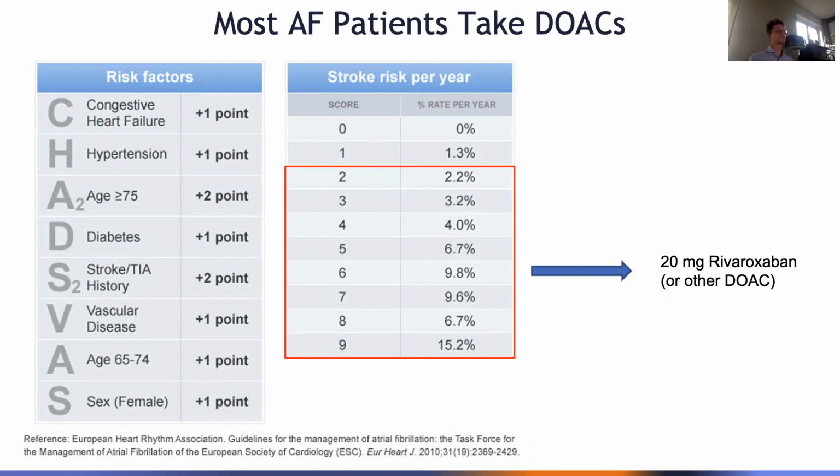Of course, here I mentioned rivaroxaban, but it can be apixaban, which is also a factor 10A inhibitor. It can be dabigatran, a thrombin inhibitor. Even vitamin K antagonists are still used to treat these patients.